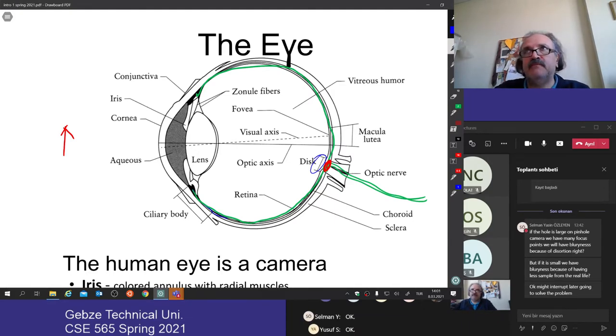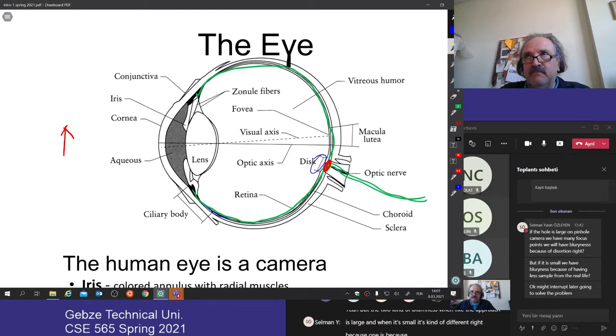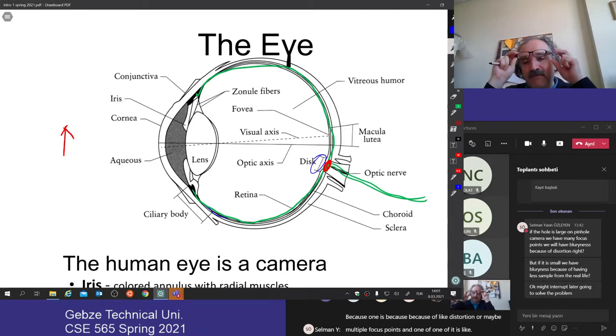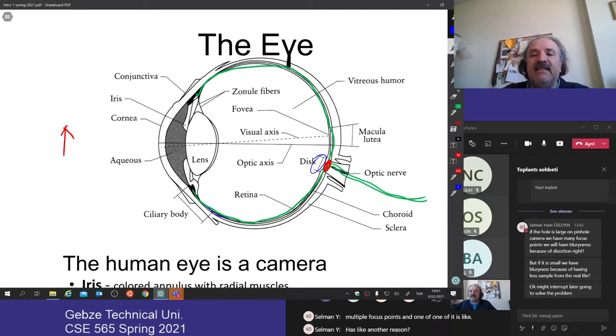Yeah, but the two kinds of blurriness, when the aperture is large and when it's small, are kind of different, right? One is because of distortion or maybe multiple focus points, and the other has another reason. What you are saying is that if I don't have enough light samples from the real world, my sensor is not good enough, and I am not going to get enough light, and it will cause noise.